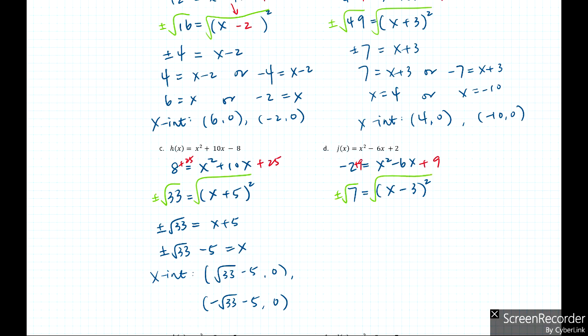We are going to get the result that plus minus root 7 is equal to x minus 3. Therefore, x is plus minus root 7 plus 3. And in case you're wondering why I didn't write parts C and D into 2 equations, that's because I can't combine the square root with the other constant term anyways. That's why I didn't bother writing out 2 linear equations like I did in parts A and B.